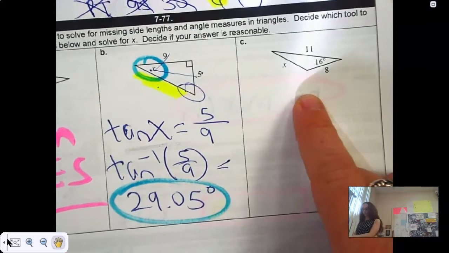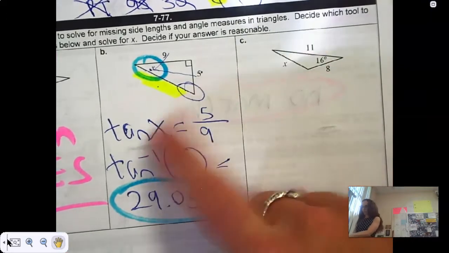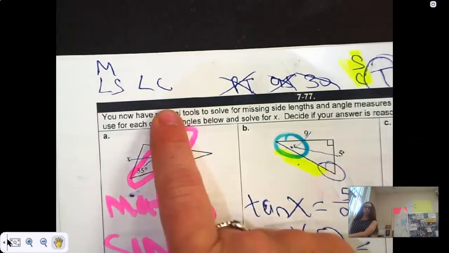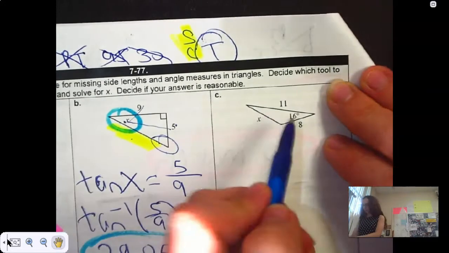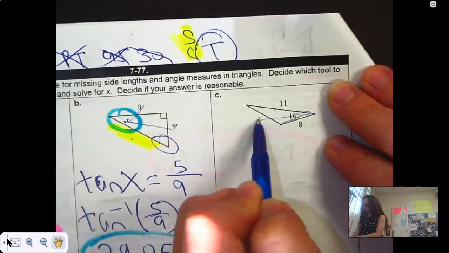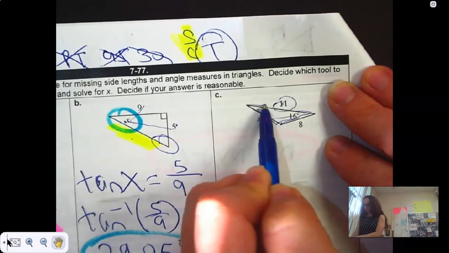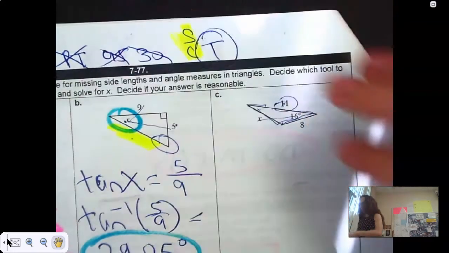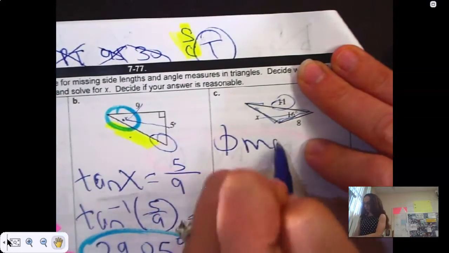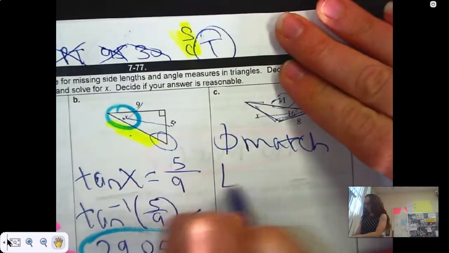All right, letter C. For letter C, can I do any of these? No, because it's not a right triangle. So that means it's either the law of sines or the law of cosines. Let's see if there's a match. This goes with that. This goes with that. No. And this opens up to that. So if there is not a match, I have to do the law of cosines.